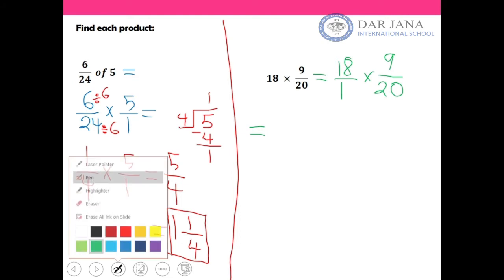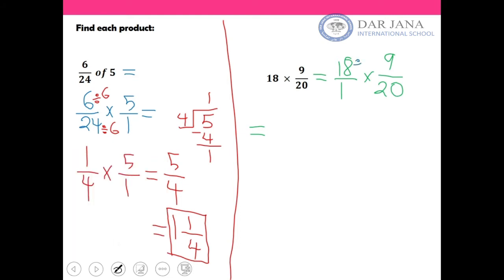So, divide by 2, divide by 2. I will rewrite the fractions. So, it's going to be 9 over 1 times 9 over 10. I need to check again if I can do any more simplification or not. If not, I will multiply numerator by numerator and denominator by denominator. 9 times 9 is 81 over 1 times 10 is 10.